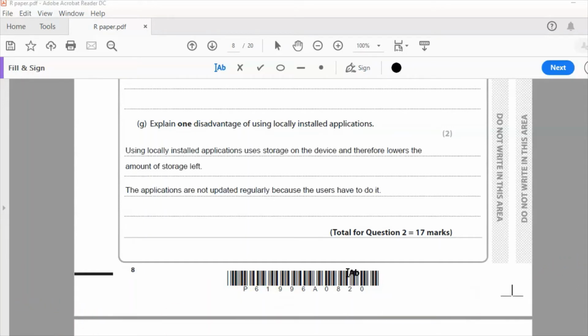So you can see my answers here. Using locally installed application uses storage on the device, therefore lowers the amount of storage left over for other things. Second possible response you could have, again 2 marks, the applications are not updated regularly because the users have to do it. Using hosted applications, you're always getting the latest application. That concludes question 2, and that is now 17 marks.